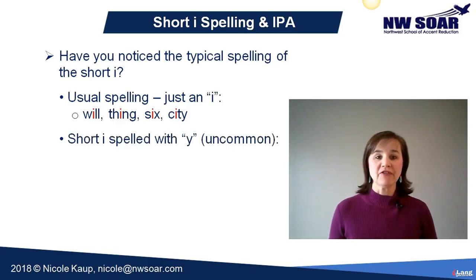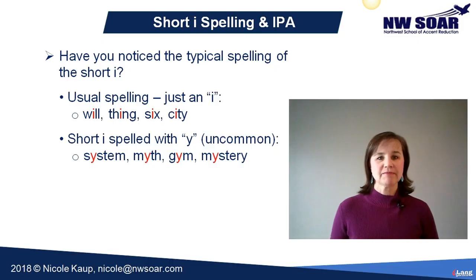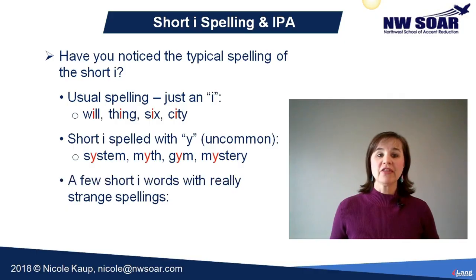You may occasionally find words with the short I sound that are actually spelled with a Y. This is not a very common spelling, but you do find it once in a while. For example, system, myth, gym, and mystery. And then there are some very strange words that are fairly common that have completely different vowel letters that are pronounced with a short I. Now these are big exceptions to the rule.